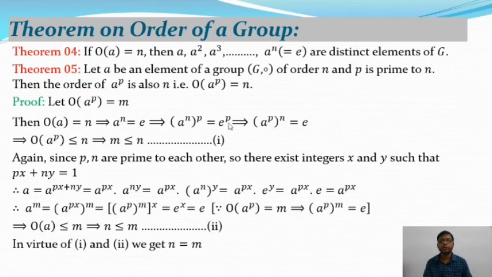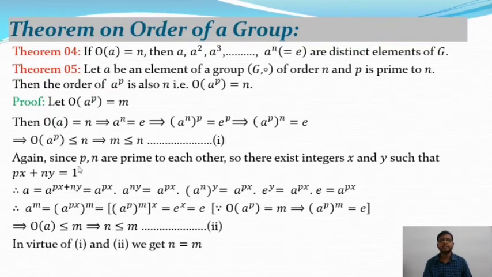Okay, a to the power n to the power p is equal to a to the power p to the power n, and it is equal to e. So therefore, the order of a to the power p is less than or equal to n. And you know that I have considered the order of a to the power p is equal to m. So from this we will get m is less than or equal to n, and we can write it as equation number 1.